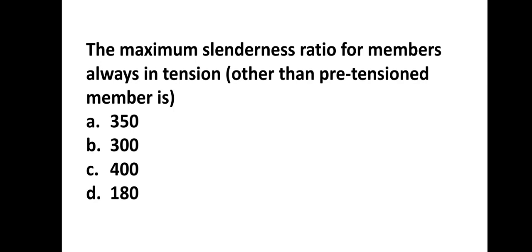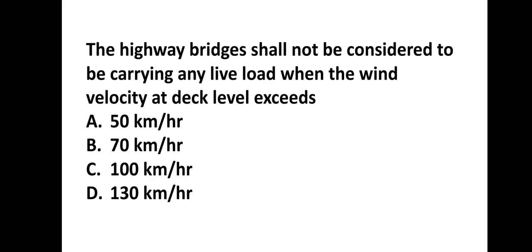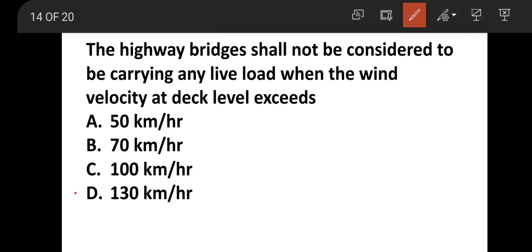The maximum slenderness ratio for members always in tension other than pretension member, the correct answer will be 400. Okay, that is the maximum one. And if you take any tension member with dead load and live load or any load other than wind load and earthquake load, then the slenderness ratio will be 180. Next question, the highway bridges shall not be considered to be carrying any live load when the wind velocity at deck level exceeds. So here the correct answer will be 130 kmph.